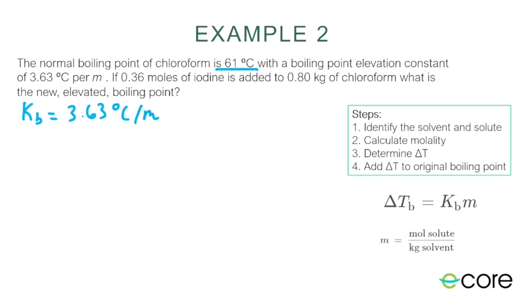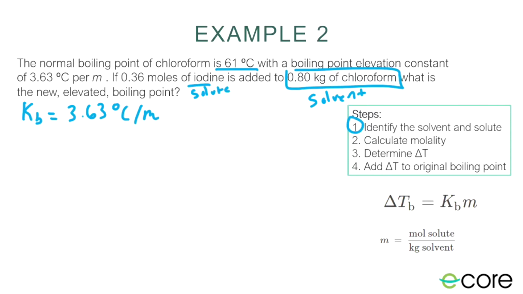Again, we're going to need to identify the solvent and the solute, and that's step one here on our problem solving chart. So step one is identify the solvent and solute. Here, we're told the boiling point of chloroform, and so that's a good hint that that's going to be our solvent. So the thing that's boiling is going to be our solvent. So 0.80 kilograms of chloroform, that's our solvent. And what we're dissolving in it is our solute, which is iodine. And that's going to help us when we go to calculate now the molality.